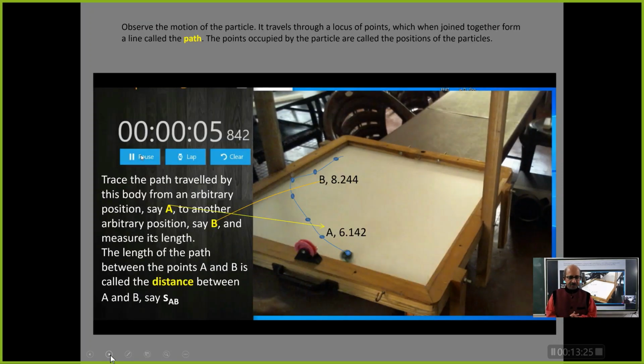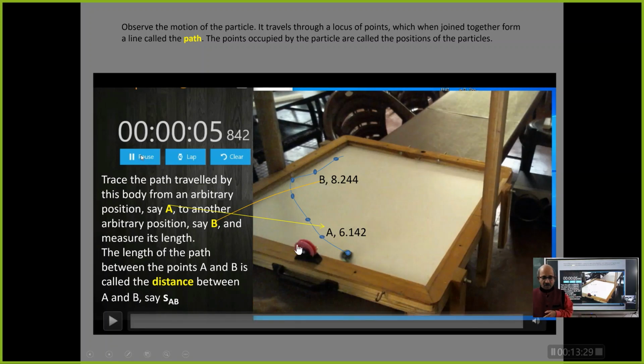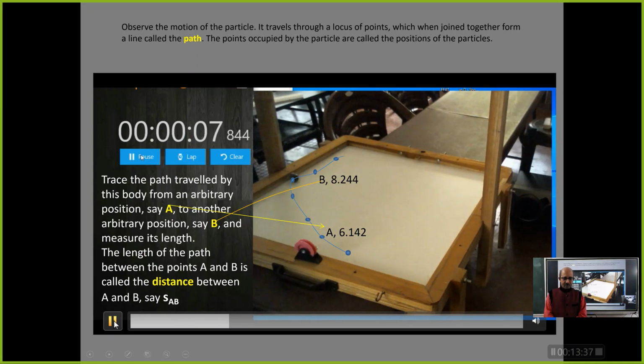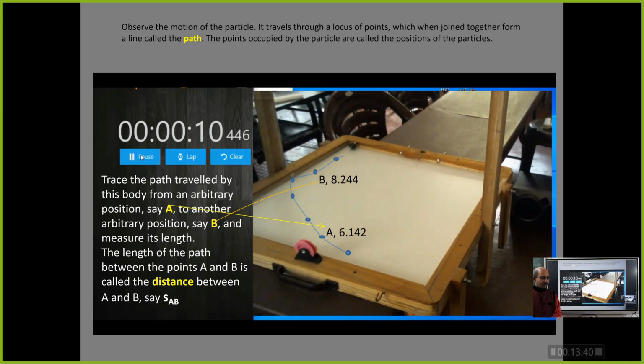Now come to the next frame. Now once again, observe the motion. When I say observe, you should not just see. Okay, what is your observation? Loudly, whatever you have observed, you tell.